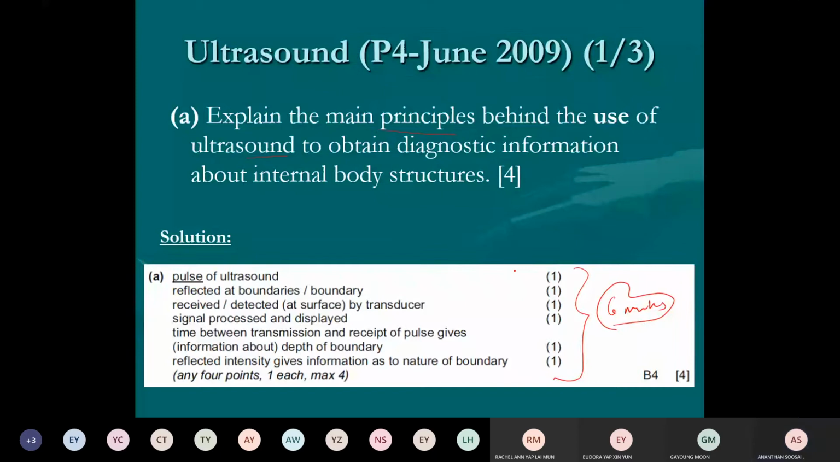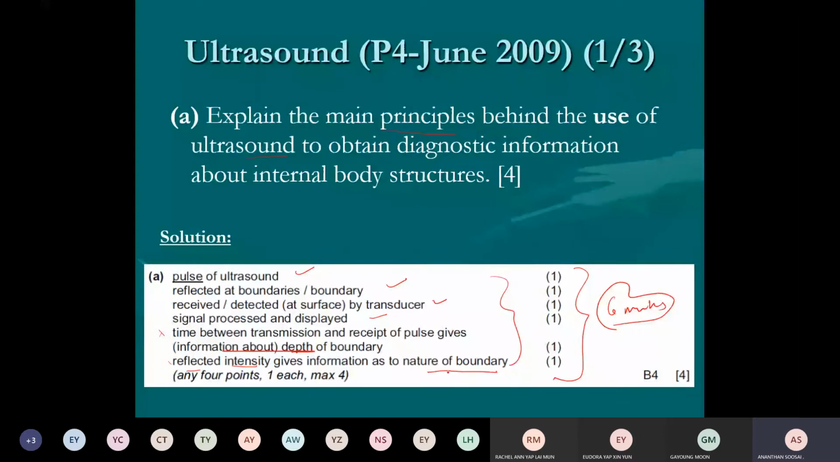A pulse of ultrasound is produced, reflected at boundaries, received and detected by the transducer, signal processed and displayed. That's 1 mark. Don't forget to tell these two. The time delay tells the depth of the boundary. The reflected intensity gives the nature of the boundary. That's 2 marks. So please remember these 6 points.